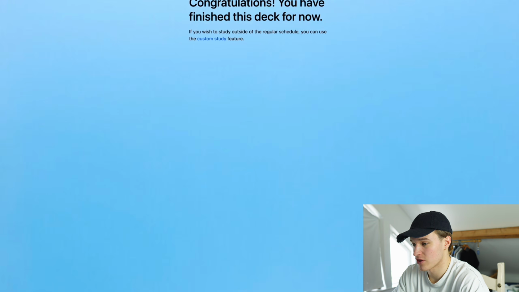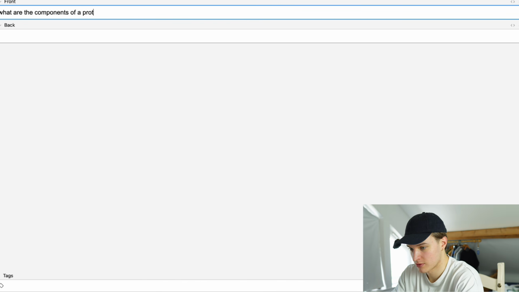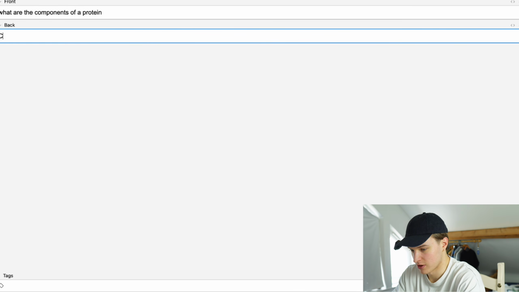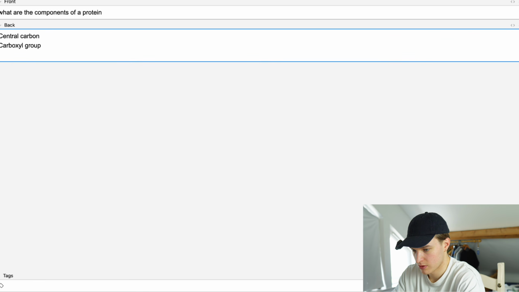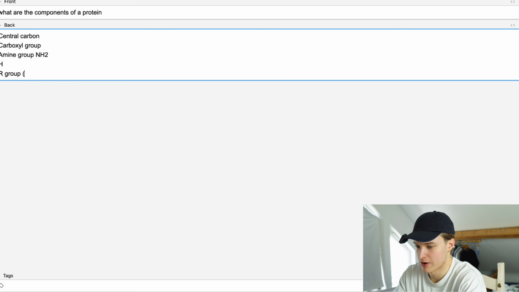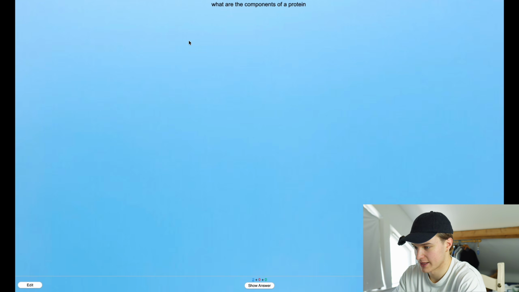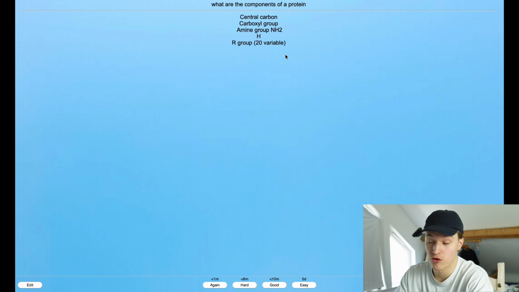I need to go over to my flashcards on here and press add, and then write the question: what are the components of a protein? The answer is going to be central carbon, carboxyl group, amine group, NH2. Then you're also going to have the H, and then the R group, brackets 20 variable. And there you go. Flashcard is made. You can study it like this. What are the components of a protein? That's how you should be using your notes if you want to do flashcards.